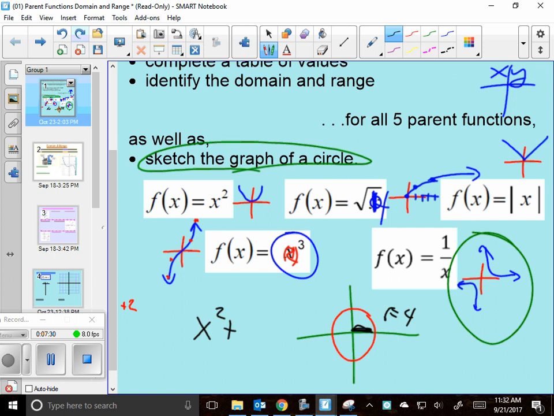X squared plus, take a guess, y squared. And now I bet you can even guess this part. R squared, which is in this case 4 squared. That's the equation for that circle. X squared plus y squared equals 4 squared. That's how you get a circle. Now you might be thinking, okay, so how am I supposed to get points? Take a wild guess. XY chart. I said it works for everything.